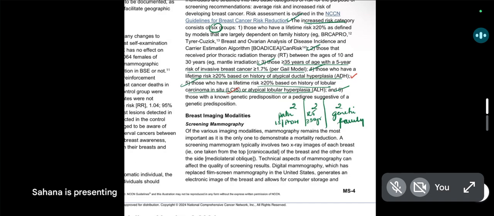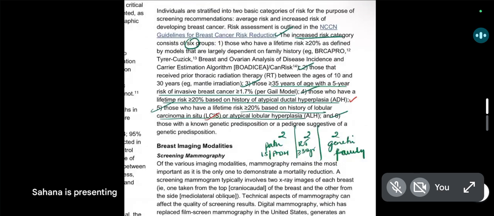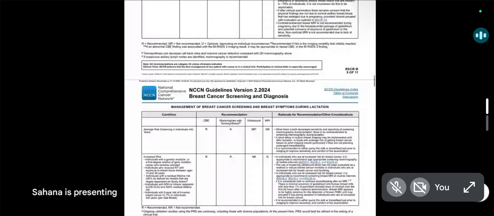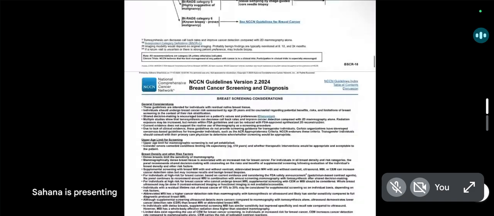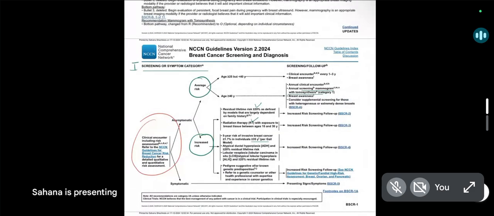So each one of them they have separately given in templates as to do what. So I will just summarize as to what they finally wanted to tell. So these were the 6 categories. So when you meet one person, she will either be average or she will be a part of this increased risk, which will come under all the 6 categories.